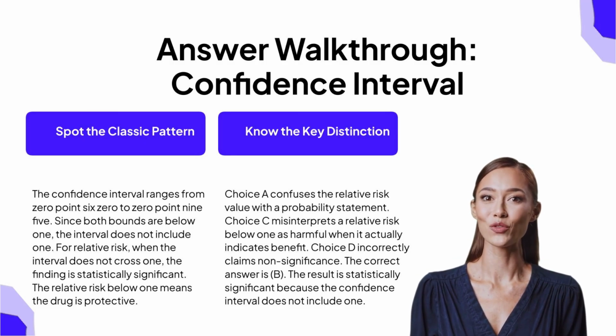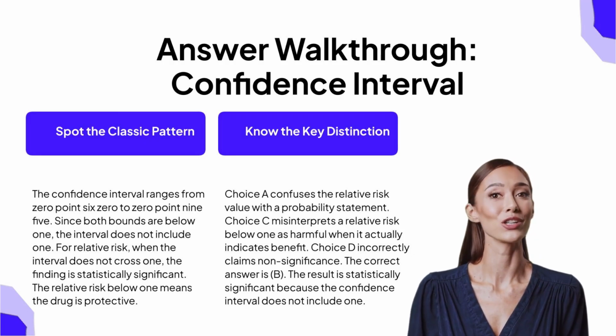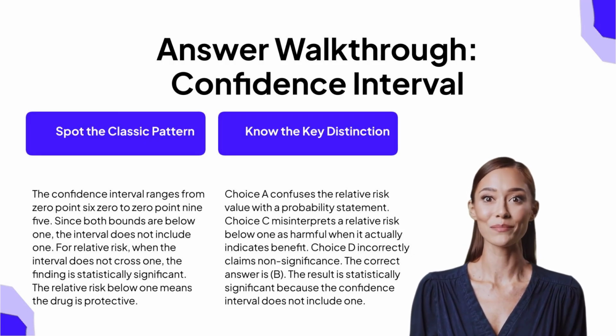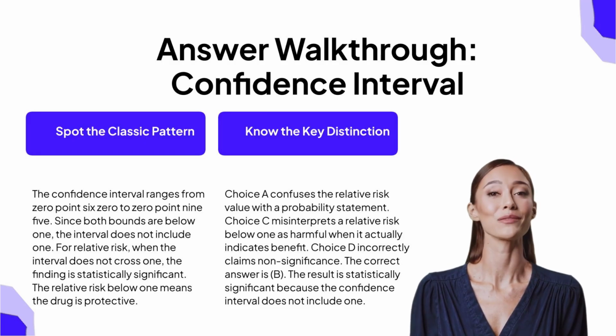This pattern comes up all the time on the boards. Whenever you see a confidence interval for a relative risk, immediately check whether it crosses 1. Review the biostatistics sections of your study resources for more practice with these interpretations.